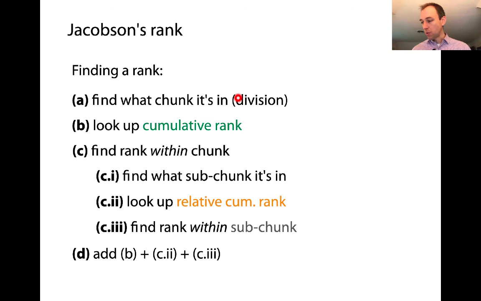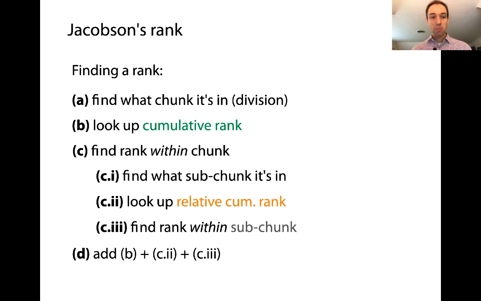We do a division to figure out what chunk it's in. For that chunk, we look up the chunk's cumulative rank. Great. Now within the chunk, we do a division to figure out what subchunk we're in. We look up that subchunk's relative cumulative rank. Then the last part is we need to calculate one more relative rank, which is the relative rank within the subchunk. Then the final answer is simply going to be summing together the three things: the cumulative rank for the chunk, the relative cumulative rank for the subchunk, and then the rank within the subchunk using the lookup table.